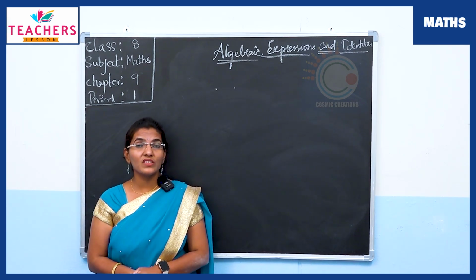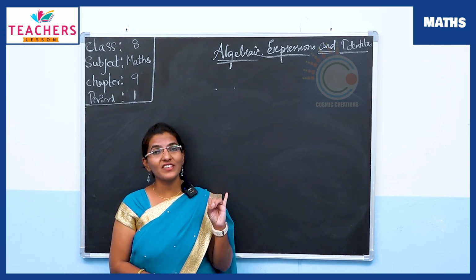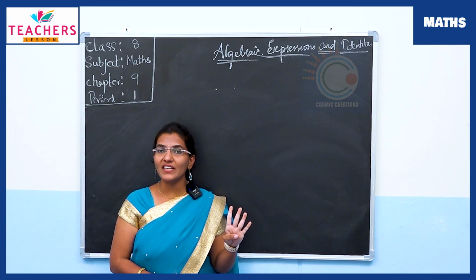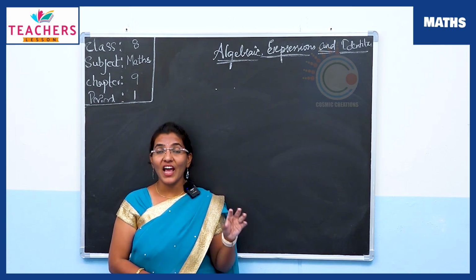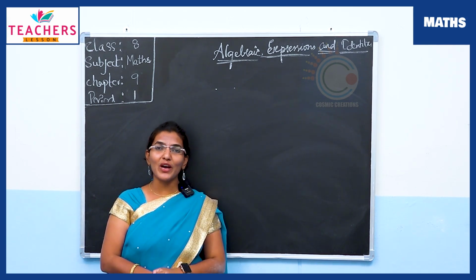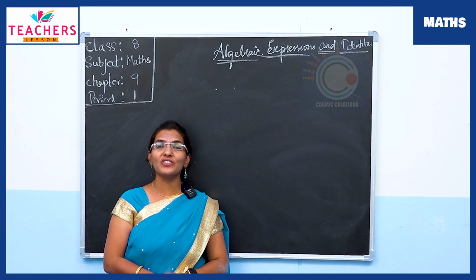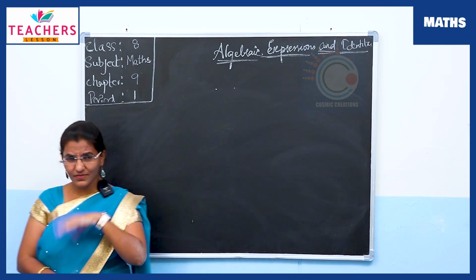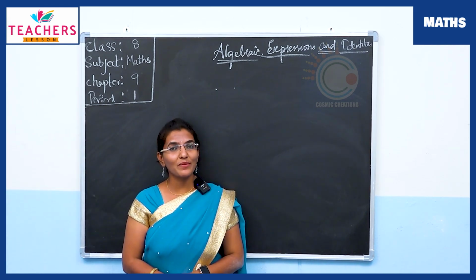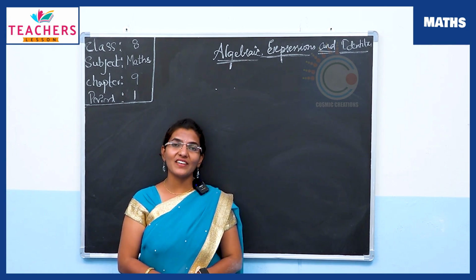So till now what have you learned? The basic things: what is a variable, what is a constant, what is a term, and what are like terms and unlike terms. And then you have learned what an expression is, isn't it, students? Now let us know about algebraic expressions. The important chapter we are going to discuss is algebraic expressions and identities, right?